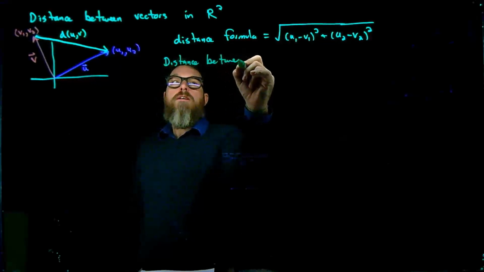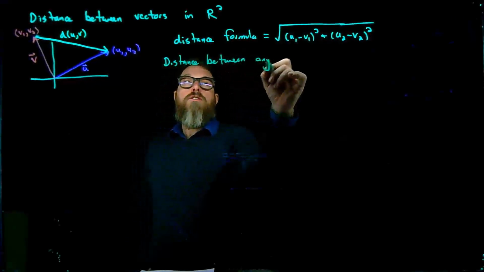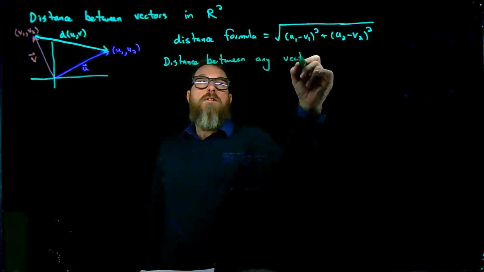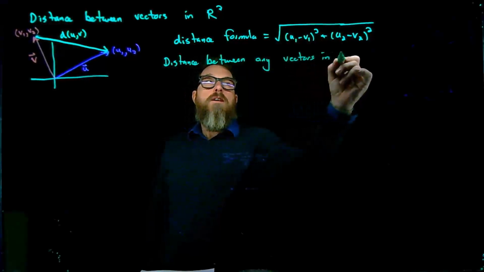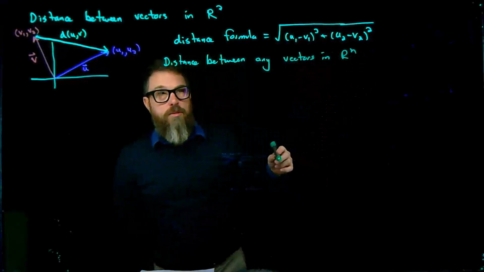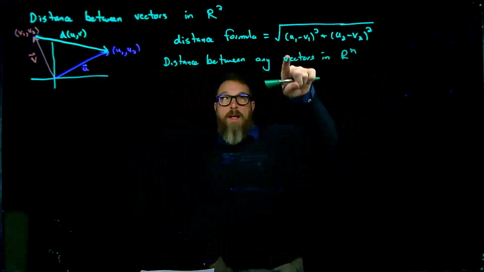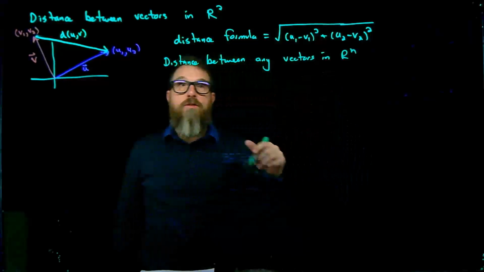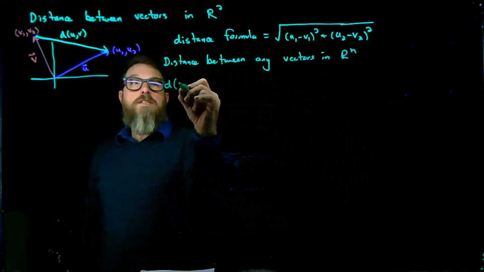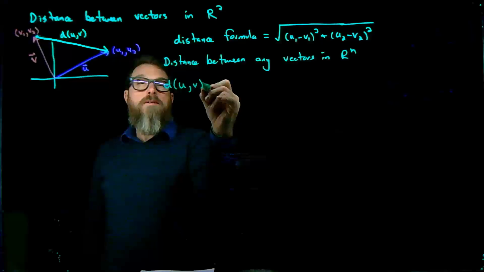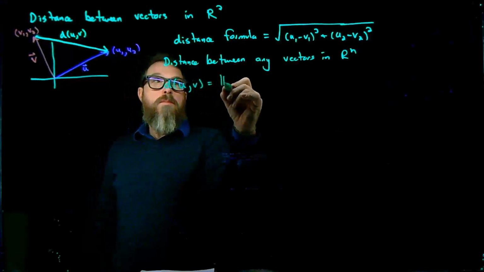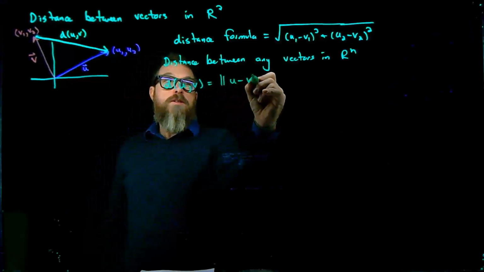So really, what I want to show you is that the distance between any vectors in Rn is nothing more than, you can see that this looks like a magnitude. This is actually the magnitude of the difference of these two vectors. So we'd say that the distance between any u and v is equal to the magnitude of u minus v, and that's what we have.